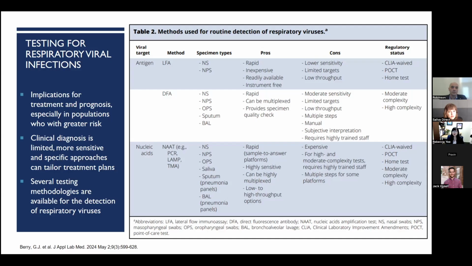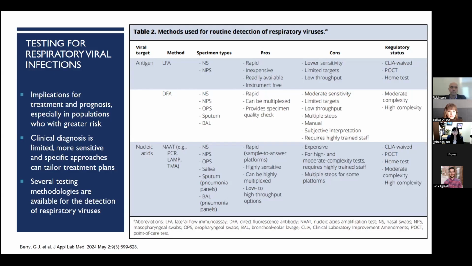These can be very rapid. They are also highly sensitive. There's a range of different platforms, so sometimes they could be singleplex versus multiplex, low to high throughput. There are some manufacturers that have a regulatory status to allow this to be CLIA waived or to be used at a point of care setting. That is very beneficial for low resource settings as well.